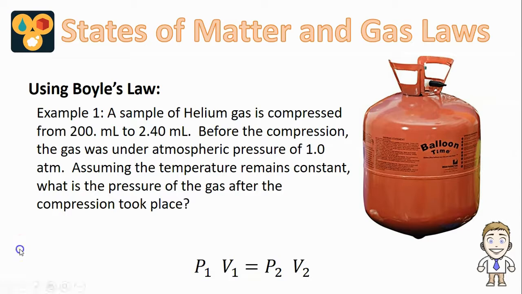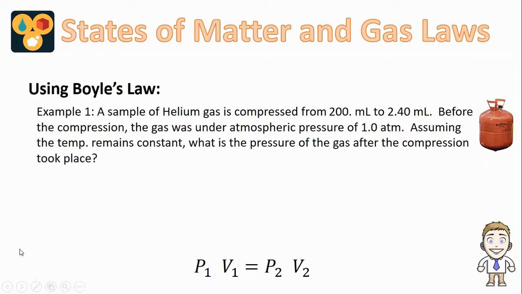So let's clear a little room here so we've got some space to work and solve this problem. Now, the first thing I like to do with any word problem is just pause and take a moment to circle any numerical value that I'm going to have to plug into the equation later on. So I've got 200 milliliters, 2.4 milliliters, and 1 ATM. If they're circled, it's always a lot easier to find them.